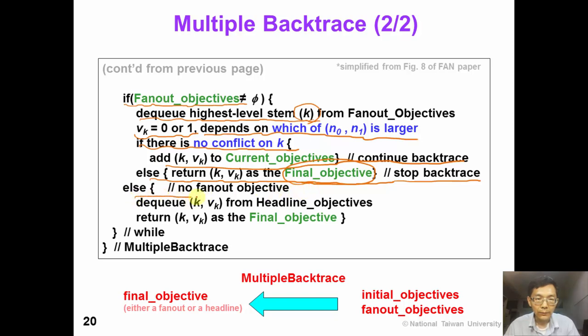At the end, if there is no more final objective, then we would dequeue one headline objective and call it our final objective. In summary, given an initial objective or final objective, the multiple backtrace generates a final objective. It can be either an objective on the fan-out or an objective on a headline.